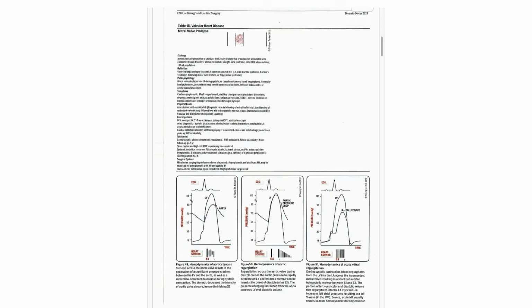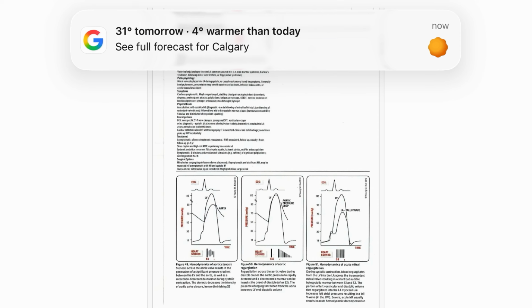Hemodynamic figures. Now let's examine the three important pressure tracings shown at the bottom of the page. Figure 49, hemodynamics of aortic stenosis.